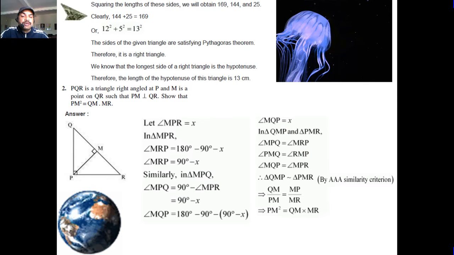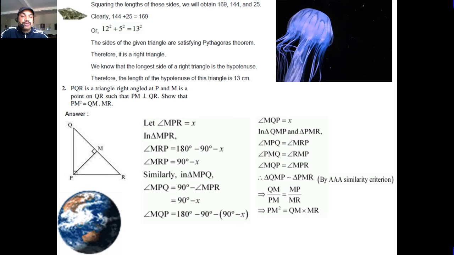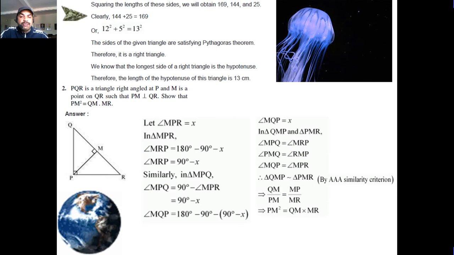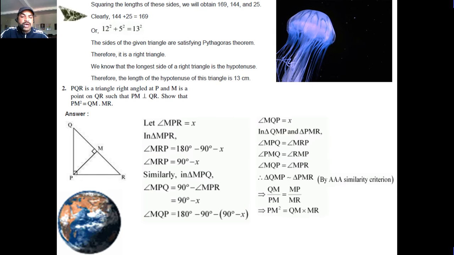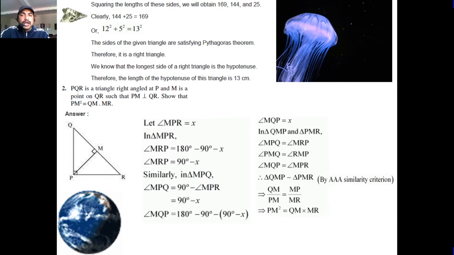Triangle QMP is similar to triangle PMR by the AA similarity criterion. So QM upon PM is equal to MP upon MR, which gives PM square is equal to QM into MR.